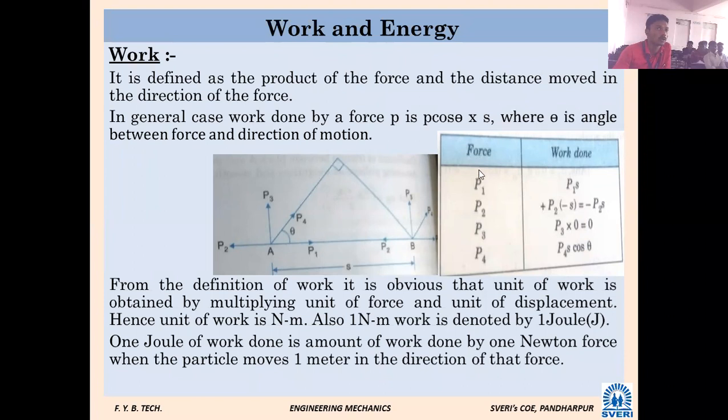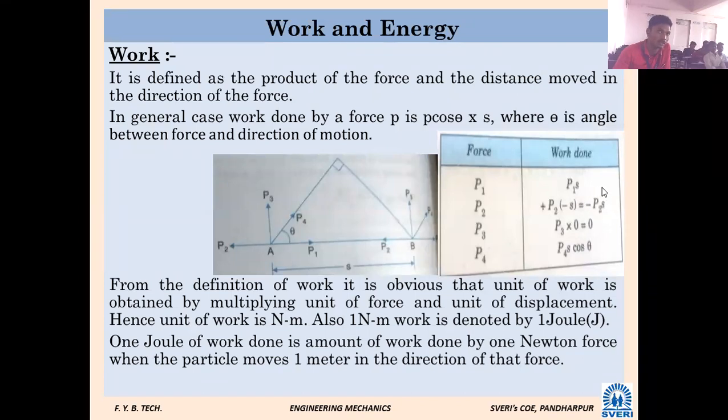Okay. So work done by P1 force, P1 into S. Next, P2. Where is P2 here? Though the force is in this direction, towards the left-hand side, the body is going to move from A to B. So P2 is equal to P2 into S.